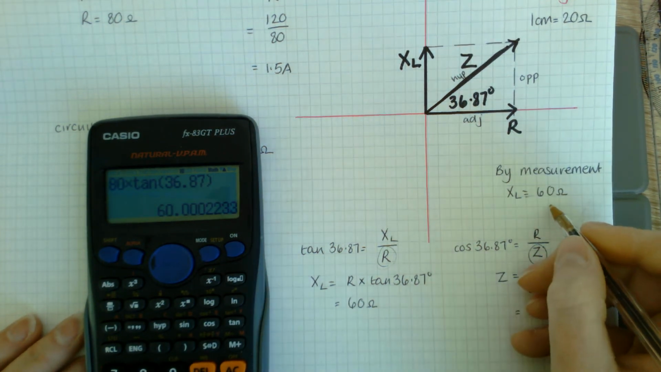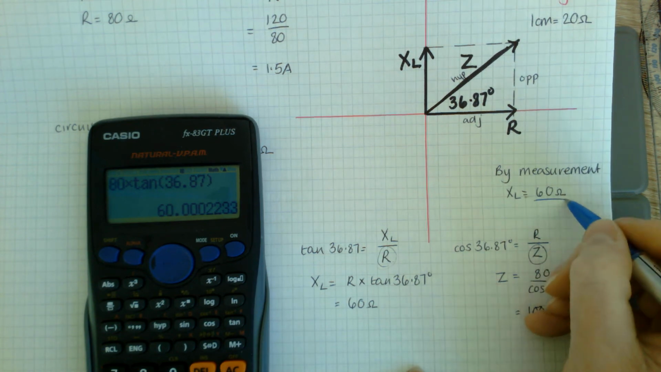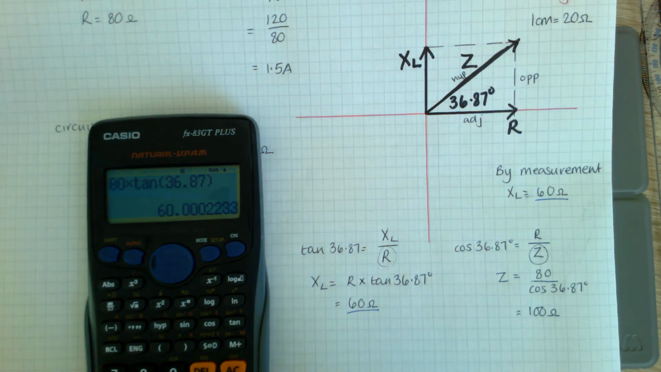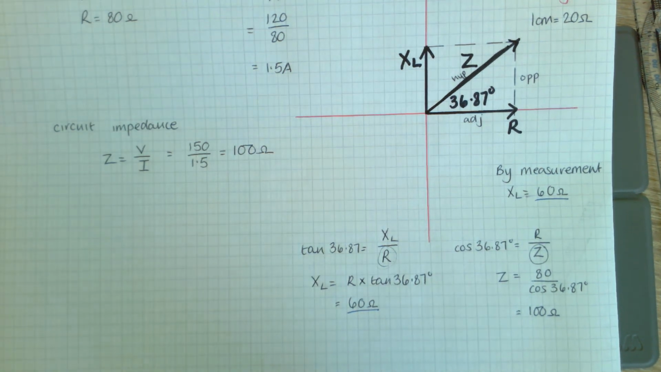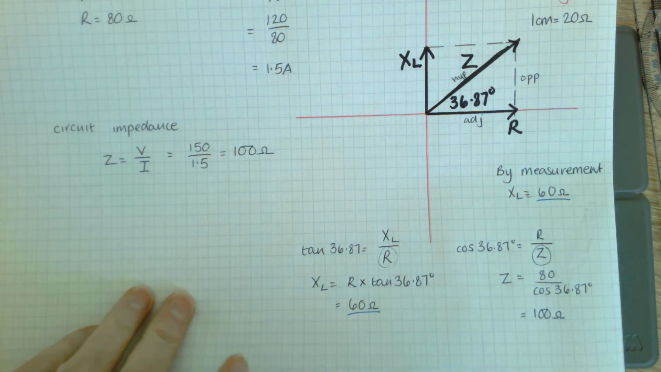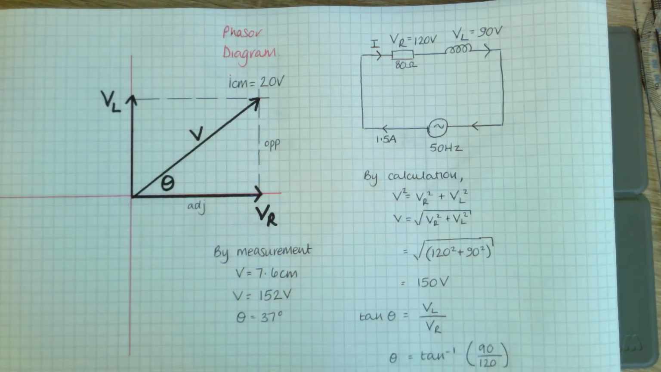And by measurement, I thought it was 60 ohms. So these two values, they now tie in with each other. So I've been able to pretty much prove everything. The only thing I haven't done at this point is marked in my 1.5 amps on my phasor diagram. So I have to choose a scale for it.